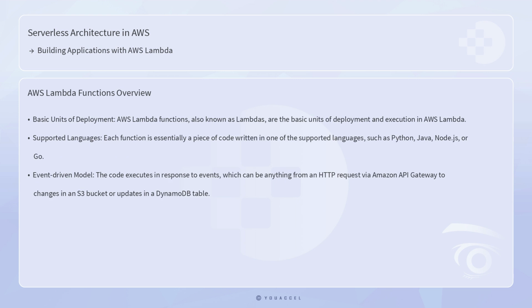AWS Lambda functions, also known as Lambdas, are the basic units of deployment and execution in AWS Lambda. Each function is essentially a piece of code written in one of the supported languages, such as Python, Java, Node.js, or Go. The code executes in response to events, which can be anything from an HTTP request via Amazon API Gateway to changes in an S3 bucket or updates in a DynamoDB table. The event-driven model allows developers to create highly responsive applications that react to changes in real time.